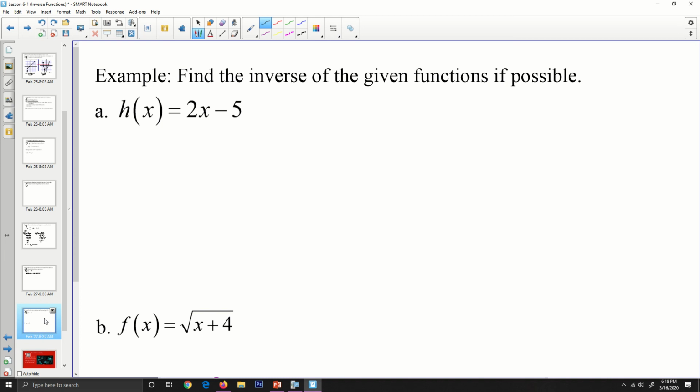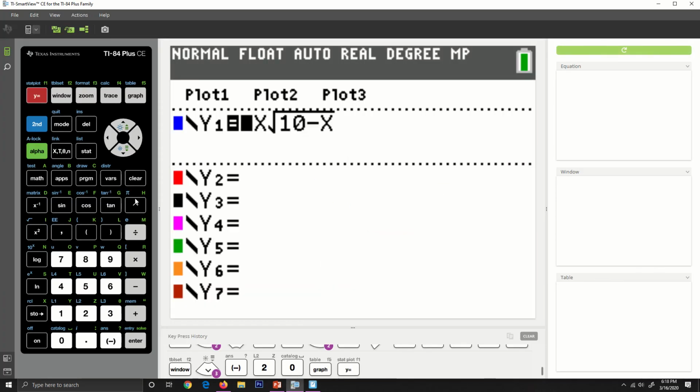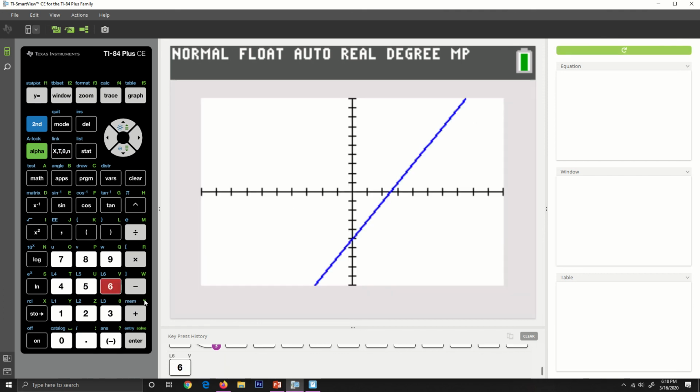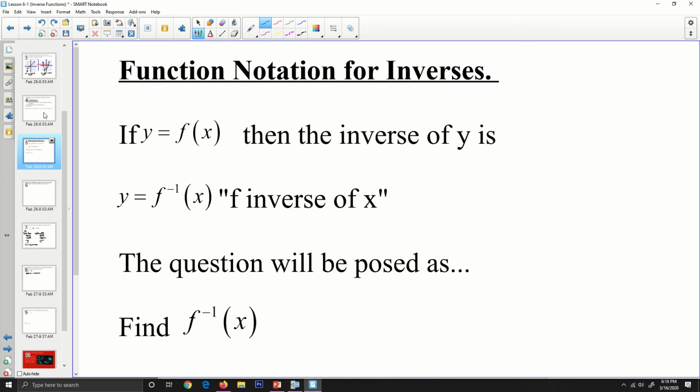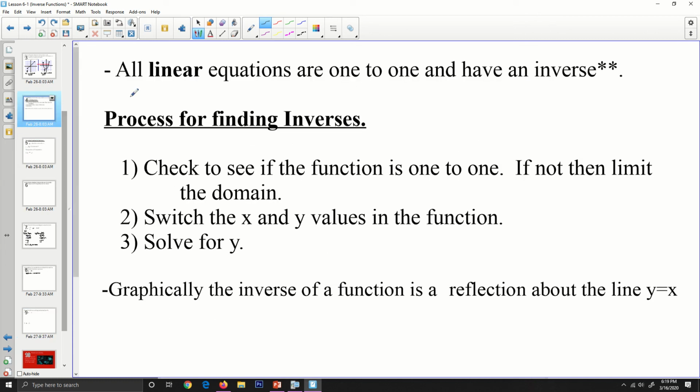All right, find the inverse of the functions if possible. So first thing we want to do is look at 2x minus 5. If I go to my graph, clear this out, that was a pain, enter 2x minus 5, and go Zoom 6 and graph that. That is a linear function, and we already had a rule that says all linear equations are one-to-one and have inverses, with an asterisk, because a horizontal line and a vertical line will not have an inverse.